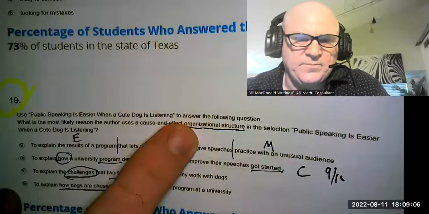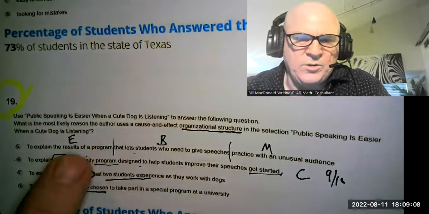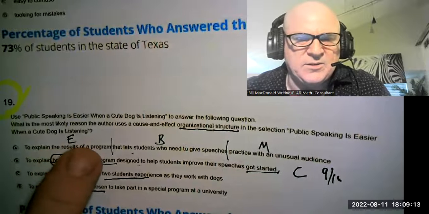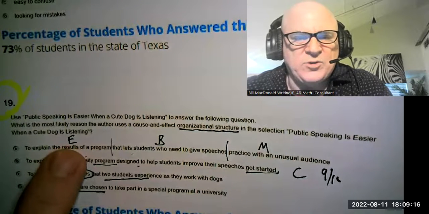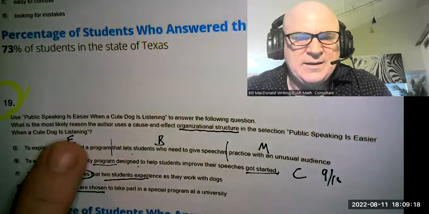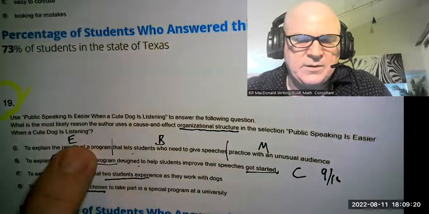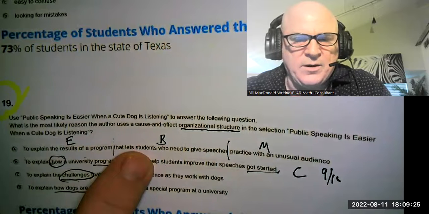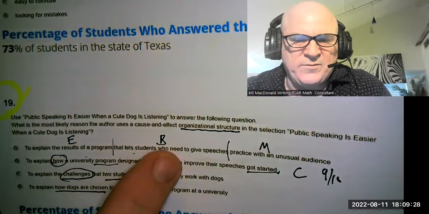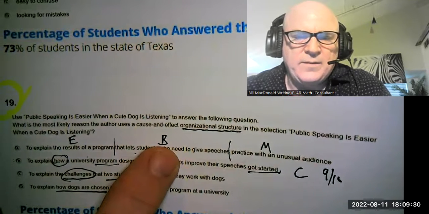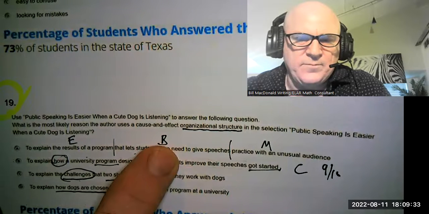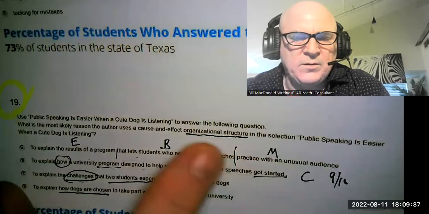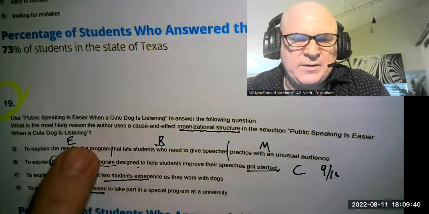Okay. So when you look at this, letter A says to explain the results of a program. That would be the end because results are how something ends. That's an effect, all right? Which means that the beginning, when I break it apart, is students who need to give speeches. That's what they tell us at the beginning. They practice with an unusual audience in the middle, and then they want to explain how it goes.